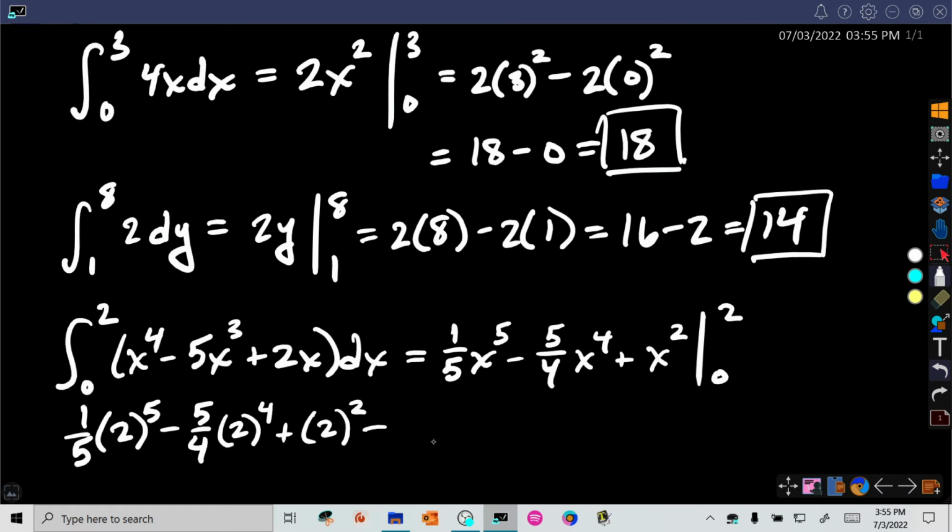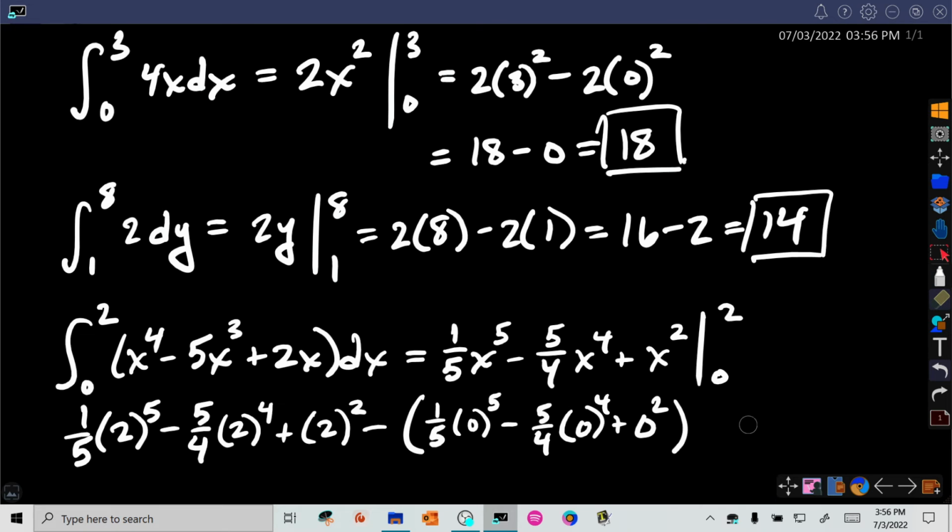And now listen, this is the important thing. We need to make sure we subtract off all of this stuff. So this is 1/5 times 0 to the 5th minus 5/4 times 0 to the 4th plus 0 squared, which in this case, these are all zeros, so it's kind of nice. It's nice when you have a 0 and everything is just going to get thrown out. So we're just going to be left with whatever that is. And in this case, it turns out to be minus 48 over 5.